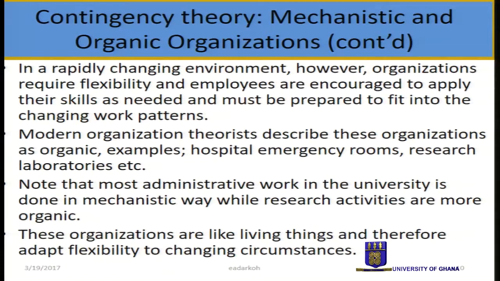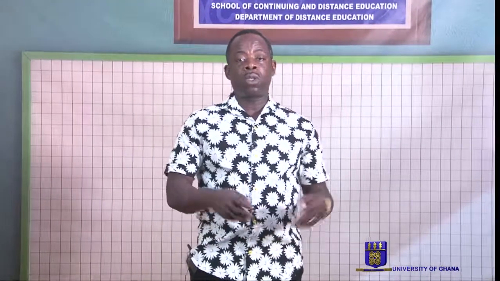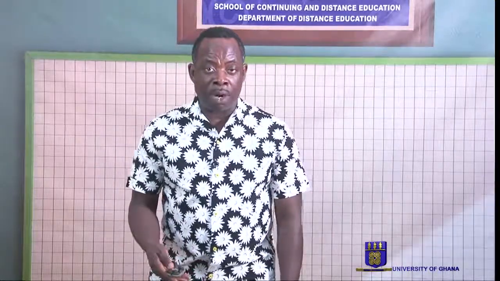In a rapidly changing environment, however, organizations require flexibility, and employees are encouraged to apply their skills as needed and must be prepared to fit into changing work patterns. Modern organization theories describe these organizations as organic, and examples are hospital emergency rooms and research laboratories. Most administrative work in the universities is done mechanistically, but the research is more organic, like we do. So these organizations are like living things, and therefore adapt flexibly to the changing environment.